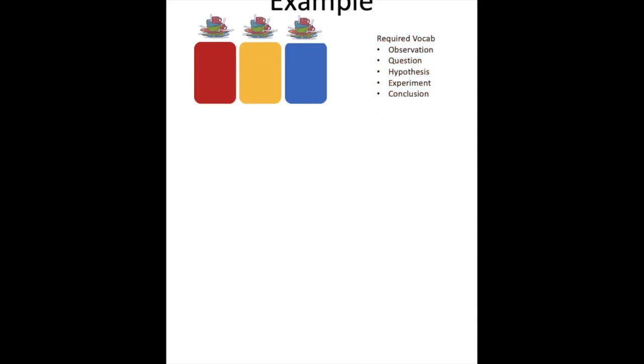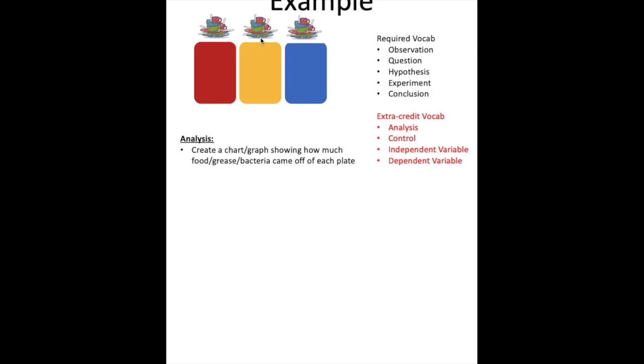A few other things you wanted to know is I also did some extra credit. So here's the extra credit vocab for this example. Analysis, what you would do is you would actually count how many little food particles came off a hot, lukewarm, and cold, and you could make a graph, a bar graph, or anything. That is analysis. It's to prove your point.